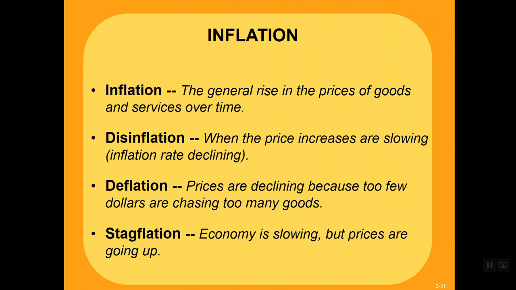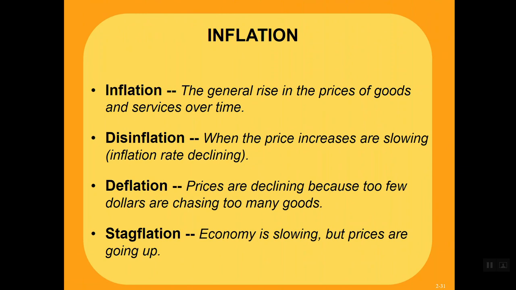Another way to measure economic success is through inflation rates. An inflationary economy is when there's a general rise in the prices of goods and services over time. Disinflation is when the price increases are slowing over time. In other words, there are still price increases, but the pace of the increase is slowing. Deflation means prices are declining because too few dollars are chasing too many goods, meaning there's a lot of product and services out there, but not as many individuals want to buy. And stagflation means the economy is slowing, but prices are going up.